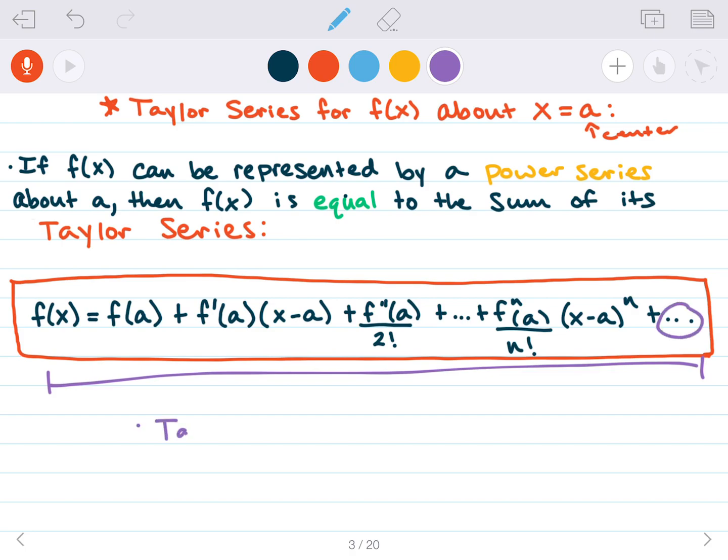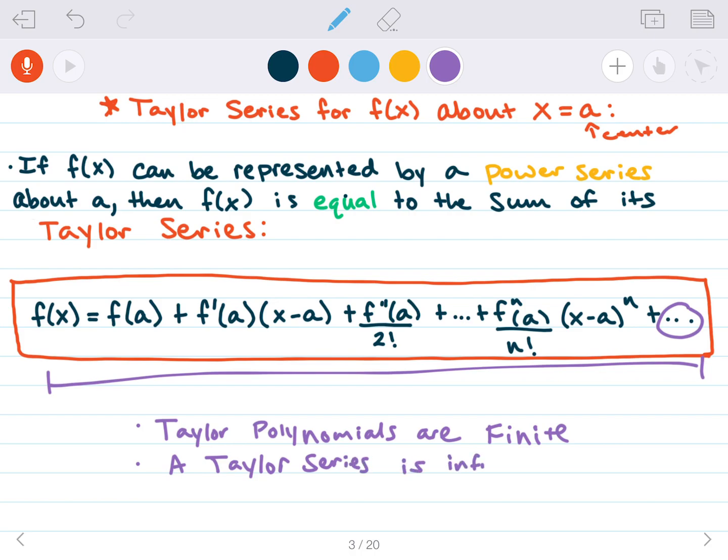So, let's write the difference here. Taylor polynomials are finite. A Taylor series is infinite. Last time we looked at polynomials, we looked at degree 3, degree 4, degree n polynomials, all of which were finite. But here with a Taylor series, that series is infinite. It's never going to end. And we're going to see that some functions' Taylor series converge for all inputs, for all values of x, whereas some Taylor series converge for only certain values of x.